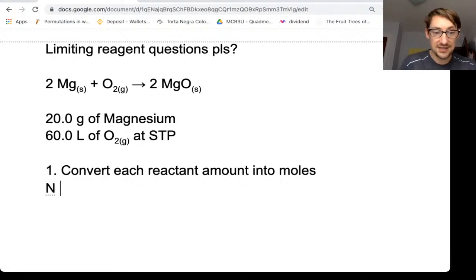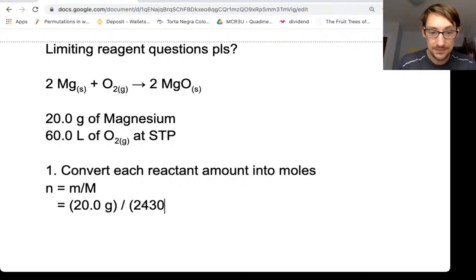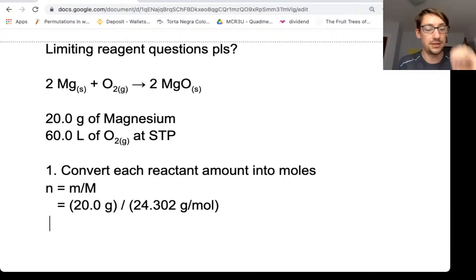For the solids, you can simply do number of moles equals grams over molar mass. The formula I use is little m over capital M. Little m is the mass. This is 20.0 grams. The molar mass of magnesium you can get from a periodic table. It is 24.302 grams per mole. Use as many decimal places as your periodic table gives you.